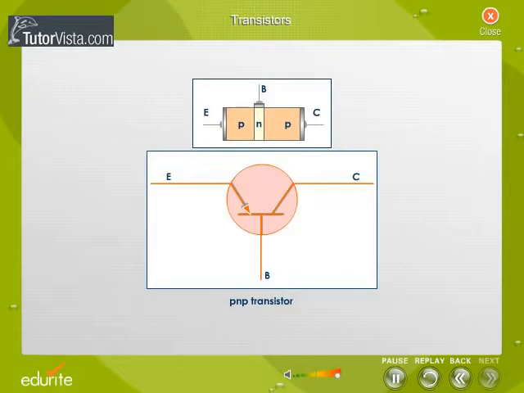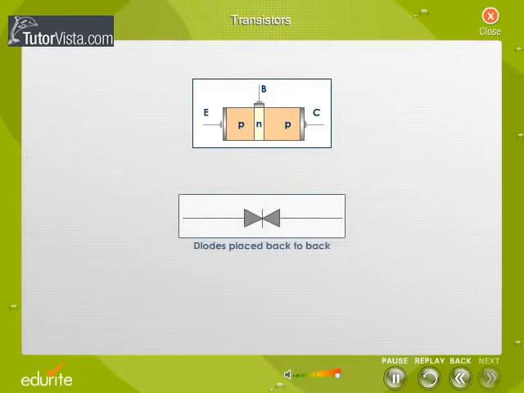The outer regions are called the emitter and collector, and the narrow central region is called the base. The configuration contains two junctions, namely the emitter-base interface and the collector-base interface. We can consider the transistor as two diodes placed back to back.